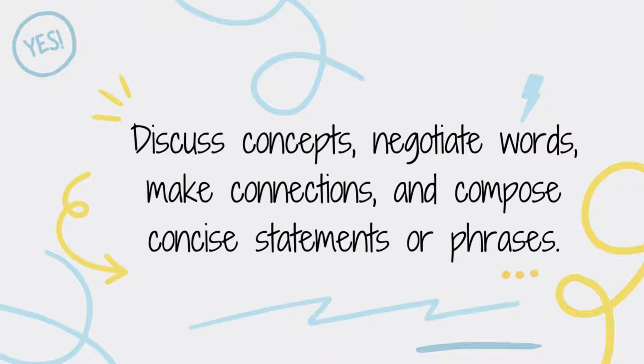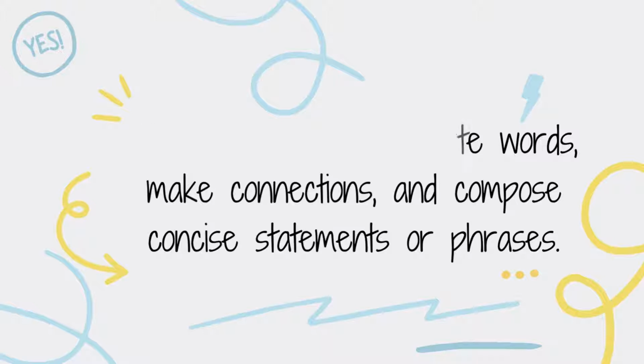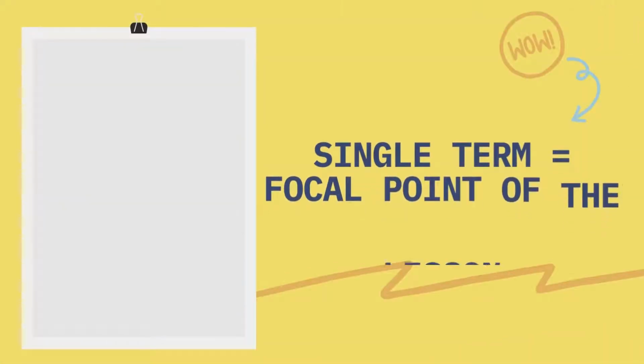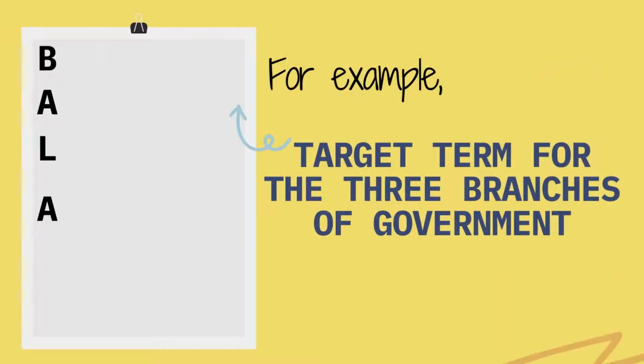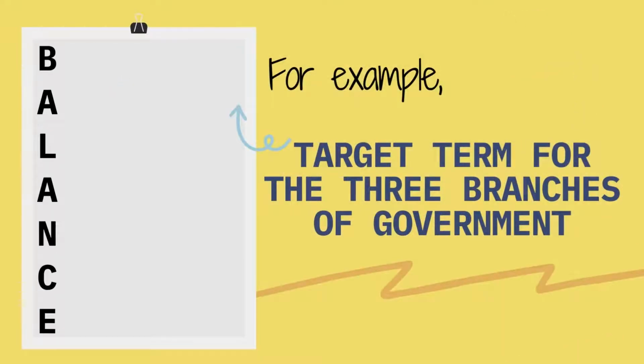Before the students begin this active learning experience, the teacher must identify a single term to use as the focal point for the lesson. For example, if the lesson will introduce students to the 3 branches of government, the teacher might select the word balance as a targeted term for the acrostics.